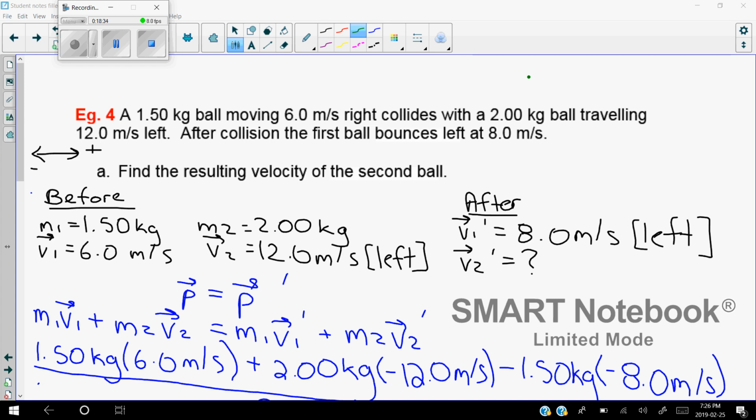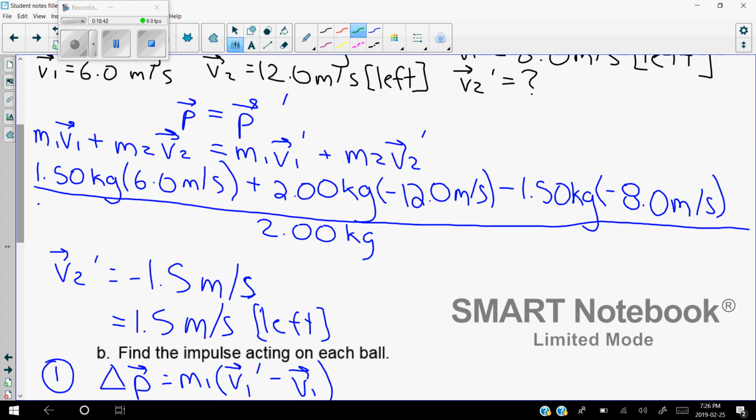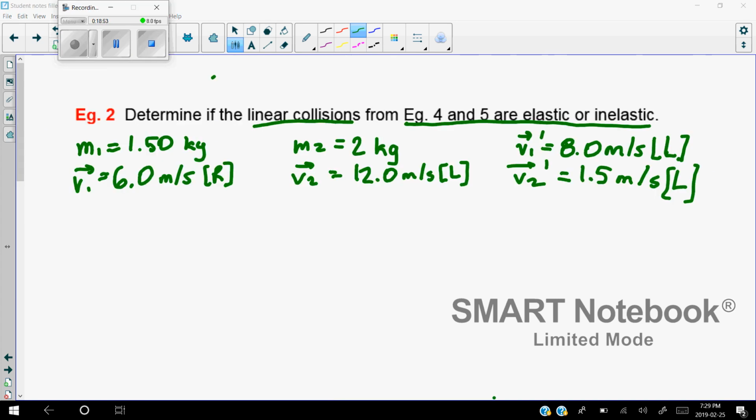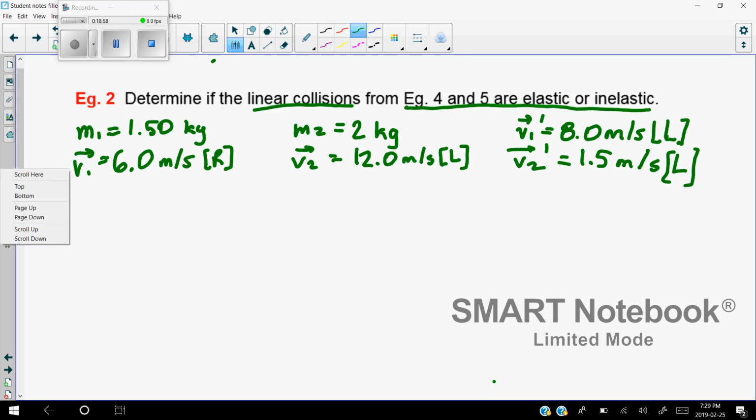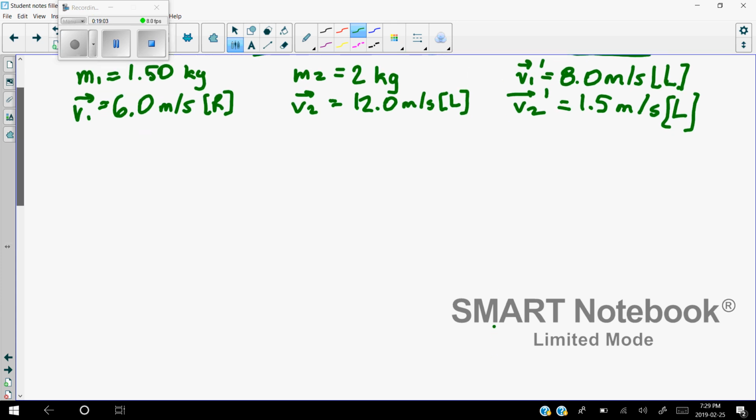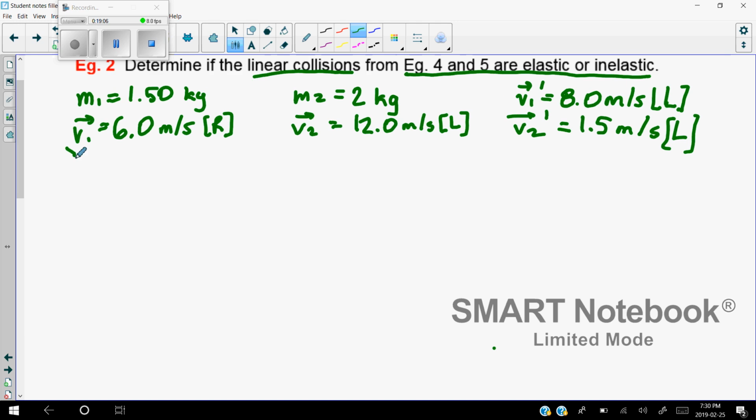So copy down V1 prime, as well as V2 prime, which is what we found. 1.5 meters per second left. Okay, there our data is, so we can go ahead and continue with the problem. In order to determine if it is elastic or inelastic, you are going to find the kinetic energy before and the kinetic energy after and compare them.